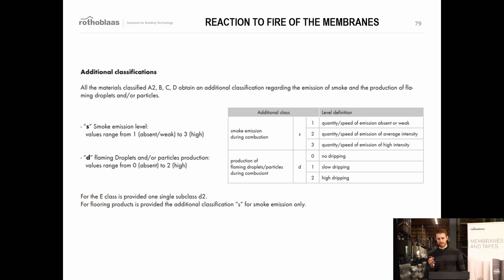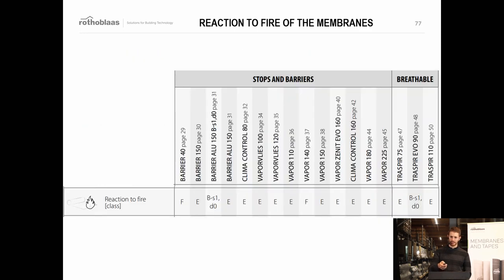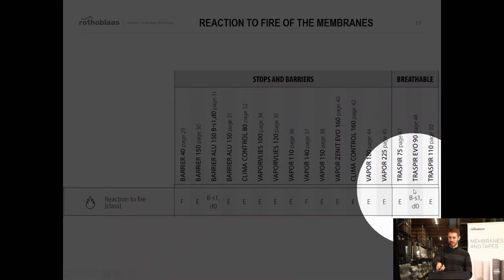What about the S? S stands for smoke emission level, and it's divided into three classes. Class one, so S1, stands for the speed of emission of smoke, which is very weak. And class number three is a very high emission of smoke, for example. So, to come back to our membranes, let's go back to the slide. For example, the Traspir Evo 90, which is a monolithic product, is combustible, yeah, but it's not very combustible, like you can see here. S1 means smoke one, so it doesn't produce that much smoke.